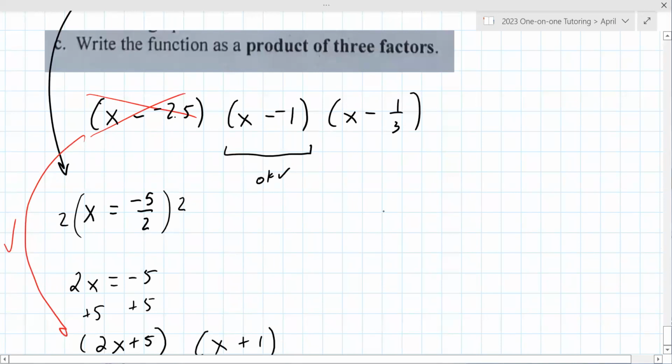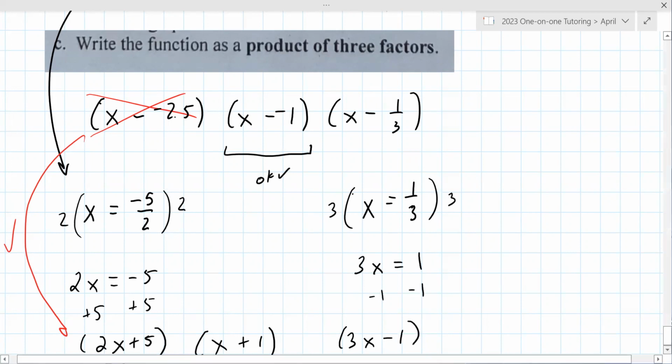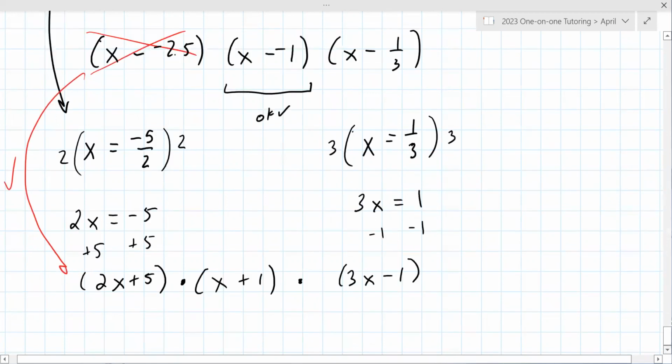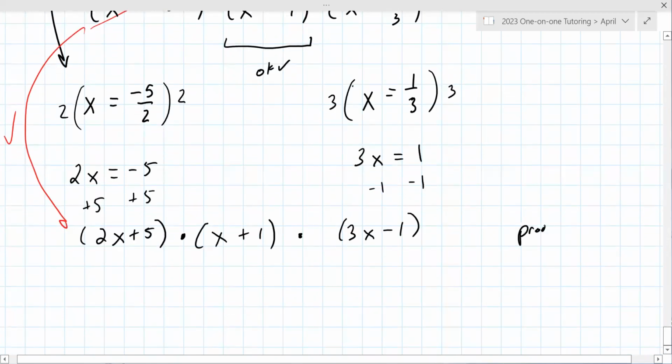This last one here, and that's why figuring out the fraction is so important, because you can't write it as a decimal. So just like in the one on the left there, we're going to multiply both sides by 3 to clear the fraction. 3x equals 1. Subtract 1 from both sides. 3x minus 1. So these are your product of factors. That's your product of factors there. Okay.